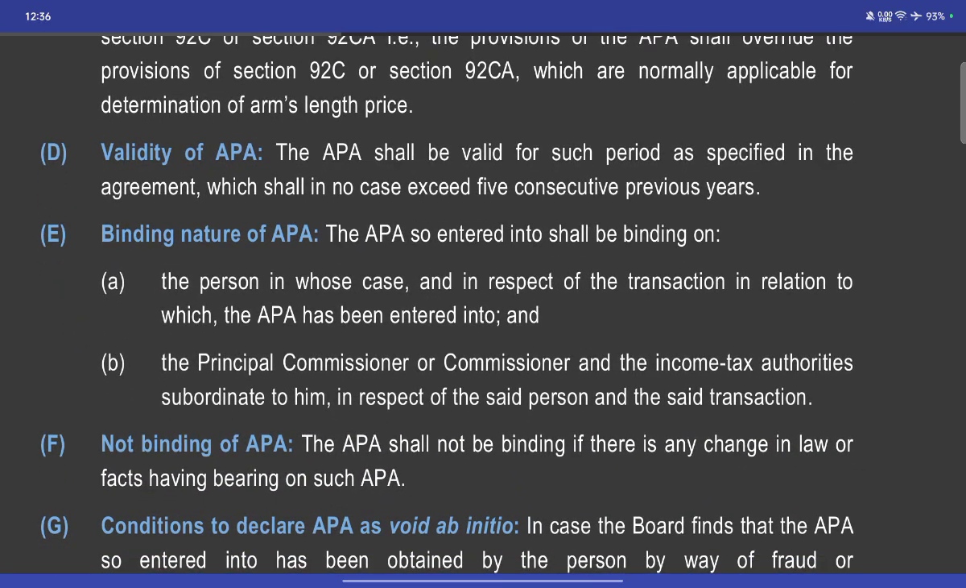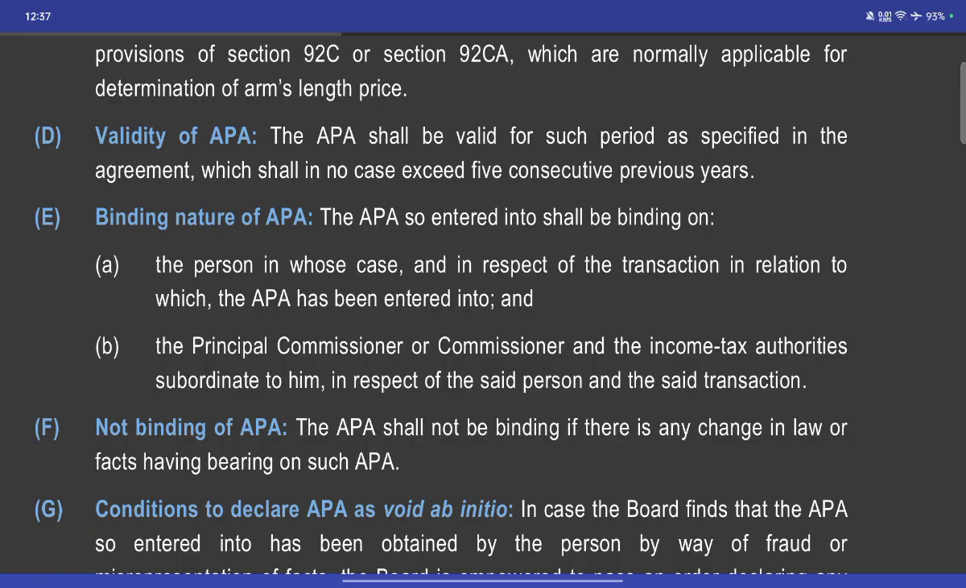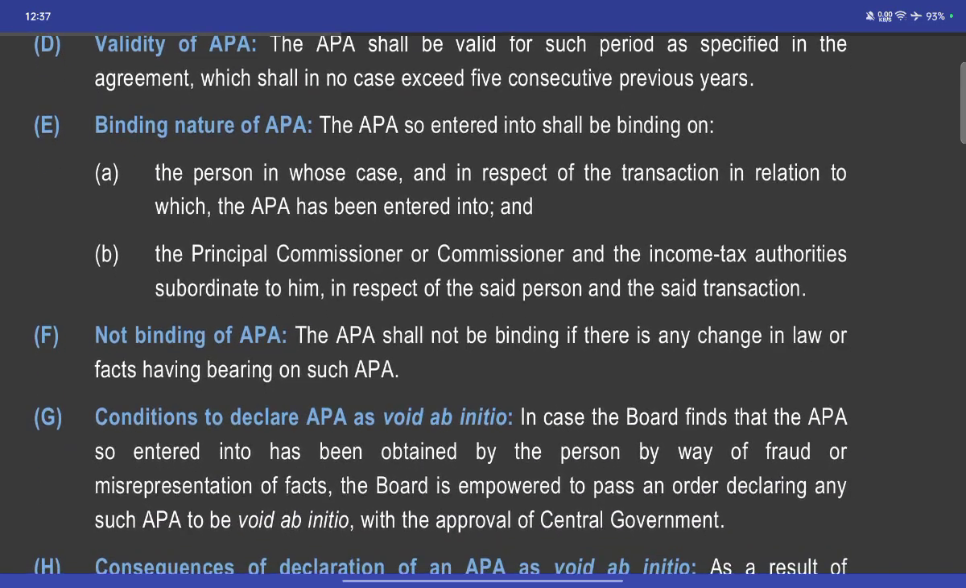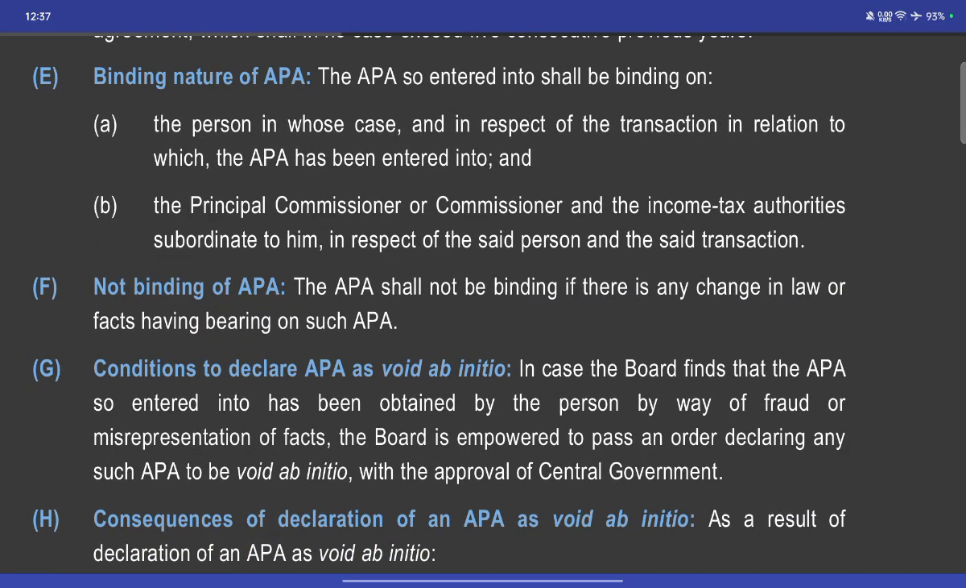Validity of APA. An APA shall be valid for the period specified in the agreement, which shall not exceed five consecutive previous years. Binding nature of advance transfer pricing: the APA entered into shall be binding on the person whose case it relates to, in respect of the transactions in relation to which the APA has been entered into. It is also binding on the Principal Commissioner of Income Tax and the authorities subordinate to him, in respect of the said person and the said transaction.